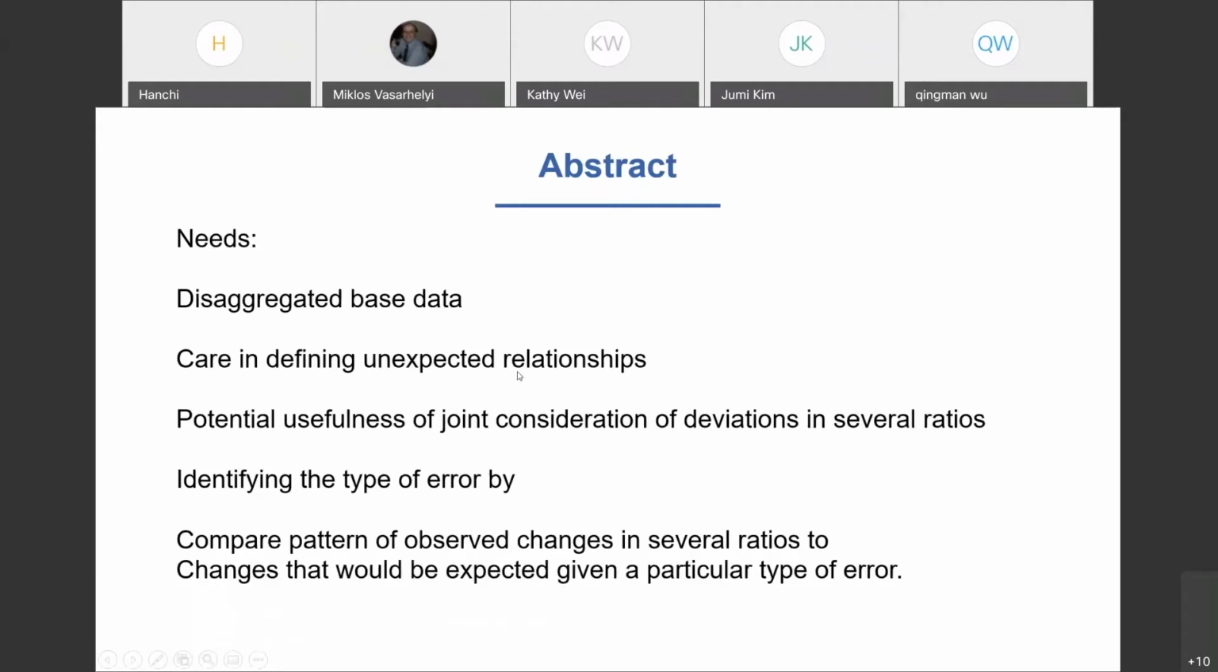They find that what we need is the disaggregated base data, and we need to take care in defining unexpected relationships. And I think that there may be potential to find the usefulness of considering deviations in several ratios. In this paper, they try to define the type of error by comparing the pattern of observed changes in several ratios to changes that would be expected given a particular type of error.